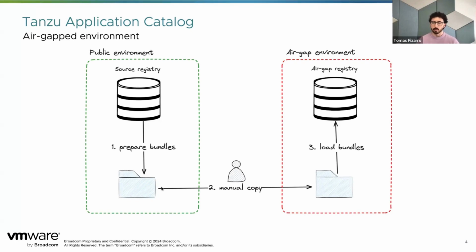Once we have these bundles locally, we will need to manually copy all those tarballs. They are basically tar.gz files, so you can just copy them to a USB stick or any other method that you prefer. You need to copy them to your air gap environment, which is what we see here on the right side of the image. And finally, there is a third step that is complementary to the first one, and we will need to load all these bundles to the new air gap registry. In this step, chart syncer will modify the Helm chart so you can consume it properly from this registry.